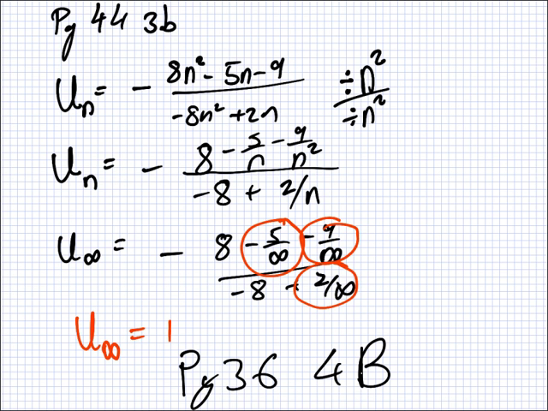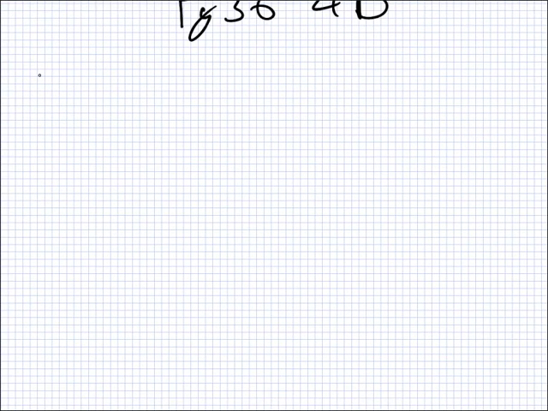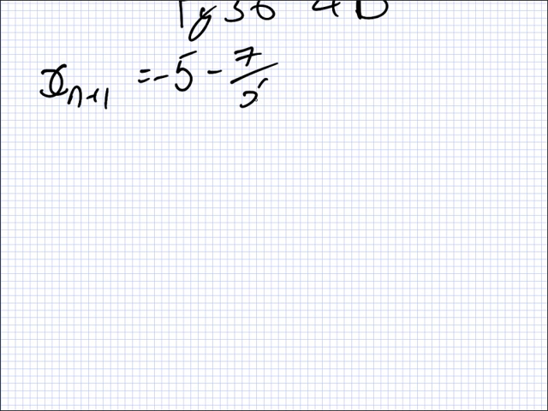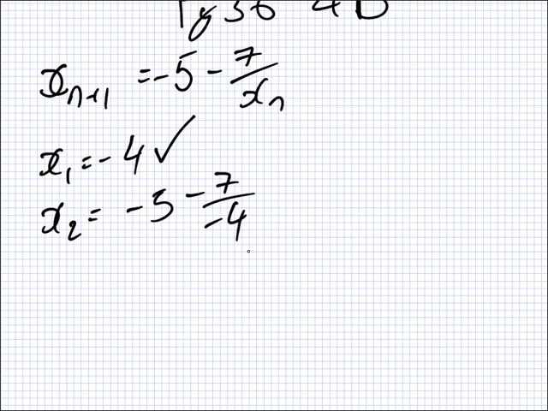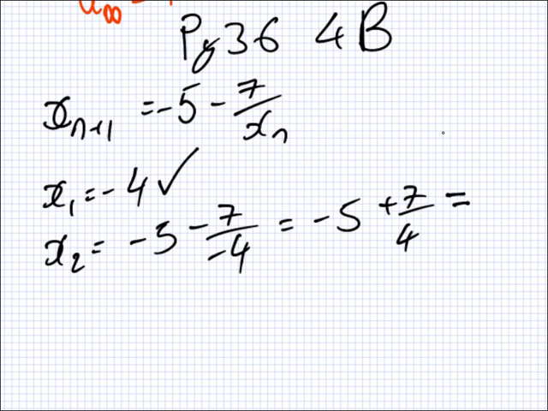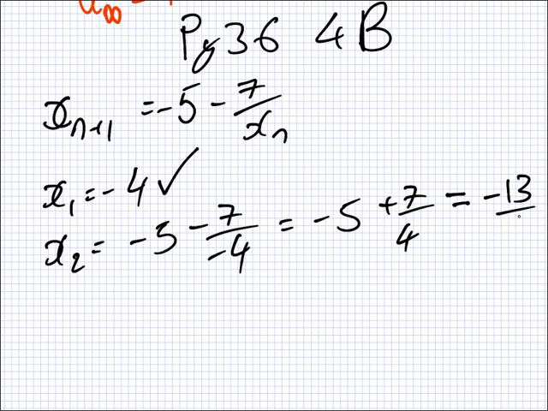Okay. So I tell you that x_{n+1} equals minus 5 minus 7 over x_n. And I tell you to start with minus 4. So that's the first term. The second term will be minus 5 minus 7 over minus 4, which is minus 5 plus 7 over 4, which is minus 13 over 4.